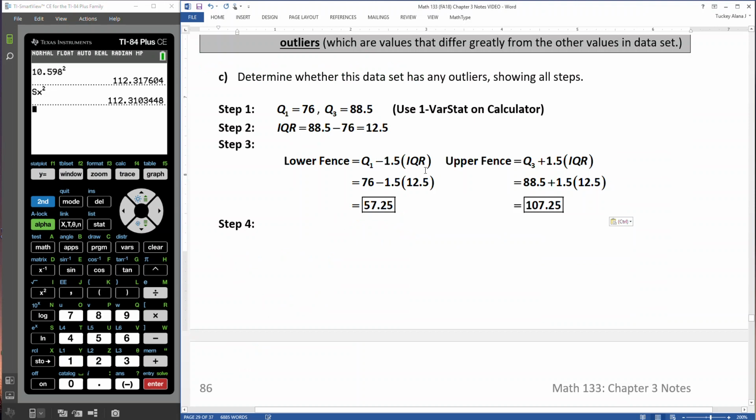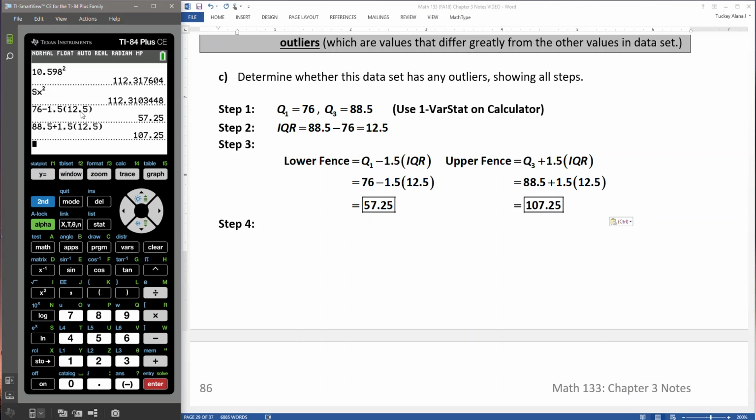All right, I got these numbers as my fences, but let me prove it to you. So 76 take away 1.5 times 12.5. The thing to do is to type that all at once in one line in your calculator, because the order of operations says that the calculator should actually multiply the 1.5 times the 12.5. So please excuse my dear Aunt Sally, multiplication comes before subtraction. And then on the other side, 88.5 plus 1.5 times 12.5, close parentheses, enter, and you get 107.25.